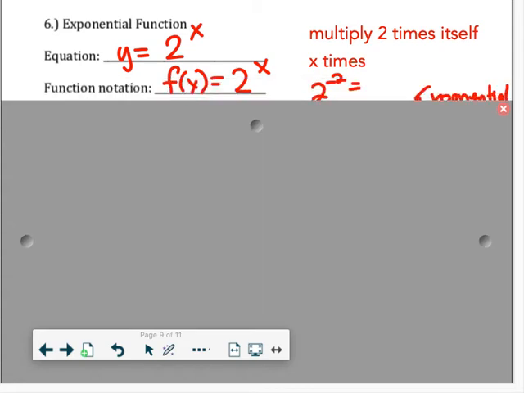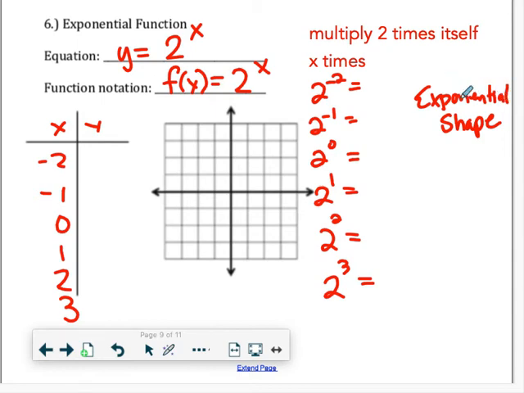Function notation is f of x equals 2 to the x. Now as far as giving it a name, I don't have a name for it except that it's just the exponential shape. If you come up with something for how you're going to remember it, feel free to share, but no one's ever really given me a name for it yet. So if we start down here, here's my table of values. I'm going to try from -2 up to +3. This is what it would look like mathematically.